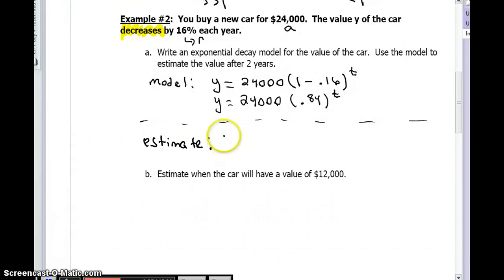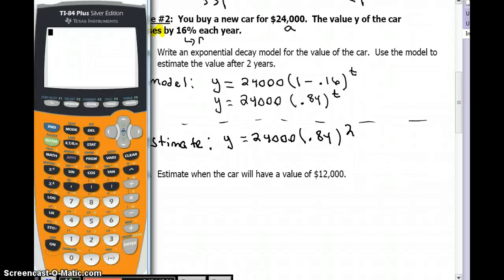All right, so y equals 24,000 times 0.84 raised to the second power. And I just run this through my calculator. All right, let me get my calculator out. This is super easy, but just so we all get this right, 24,000. You just type it in exactly as it is.